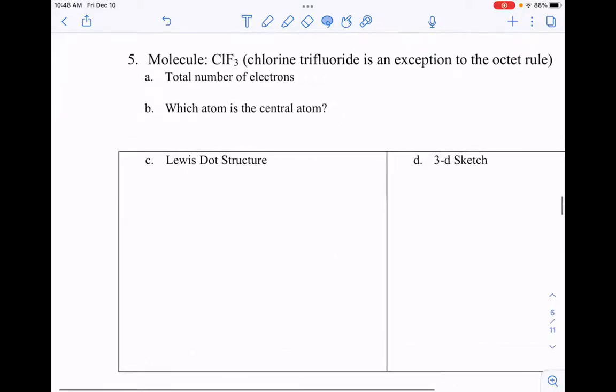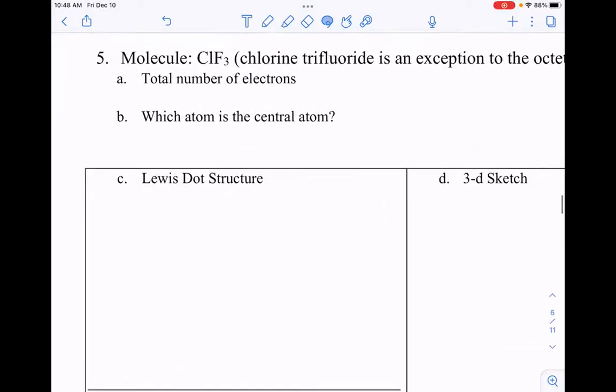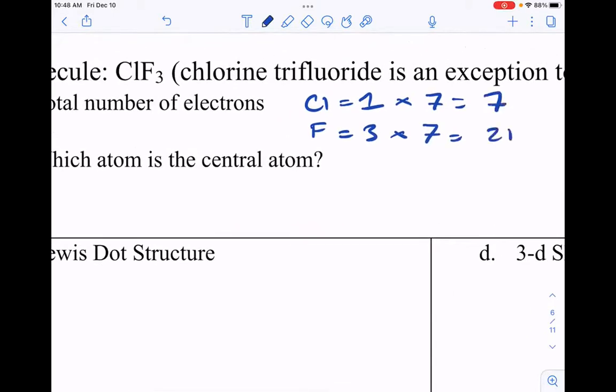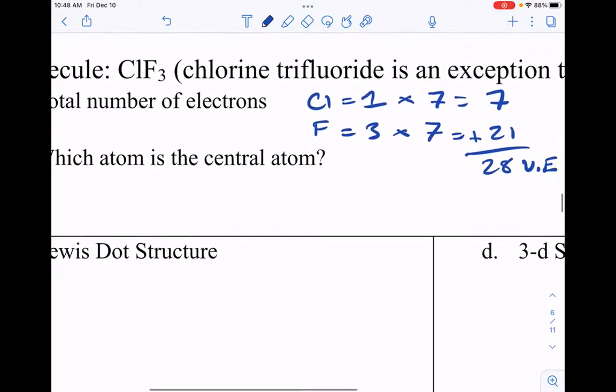Anyways, so let's go ahead and do the next one, ClF3. So here we have 1 chlorine, 3 fluorines. What's their group number? Both in group 7. Good. And so 7 and 21, total of 28 valence electrons. What's the central atom?